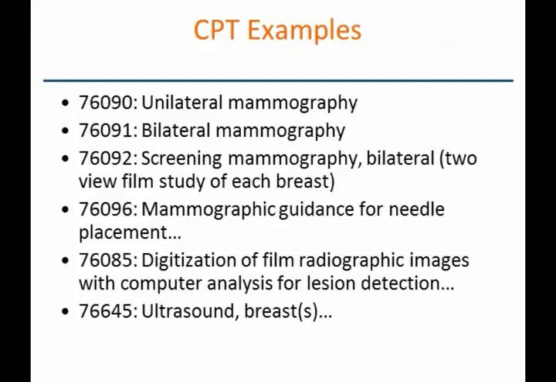So here are some CPT examples, and you can see there's a code for unilateral mammography. Not surprisingly, there's a code for bilateral mammography. That's got to be billed at a different level. Obviously, there's screening mammography, bilateral, to view film study of each breast. So they're very specific. Digitization of the film is a different code. And this is a terminology that is routinely used for procedural billing.